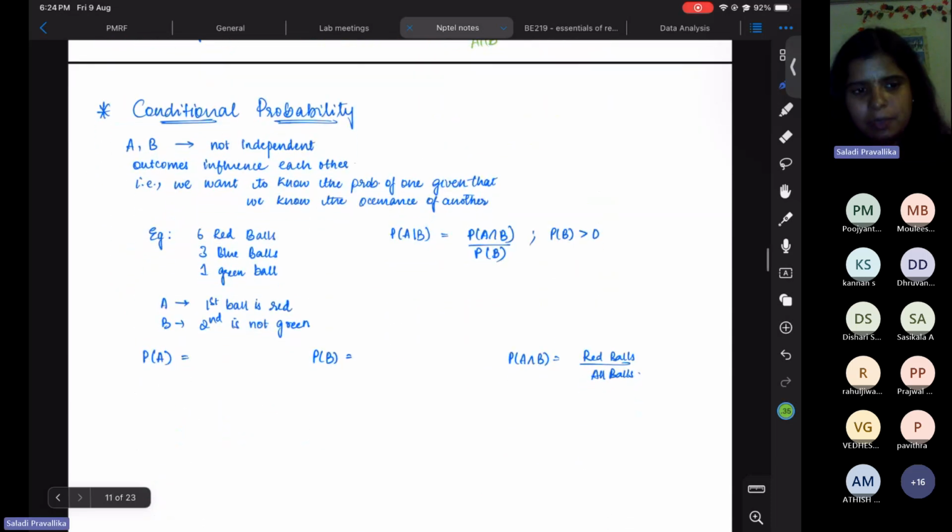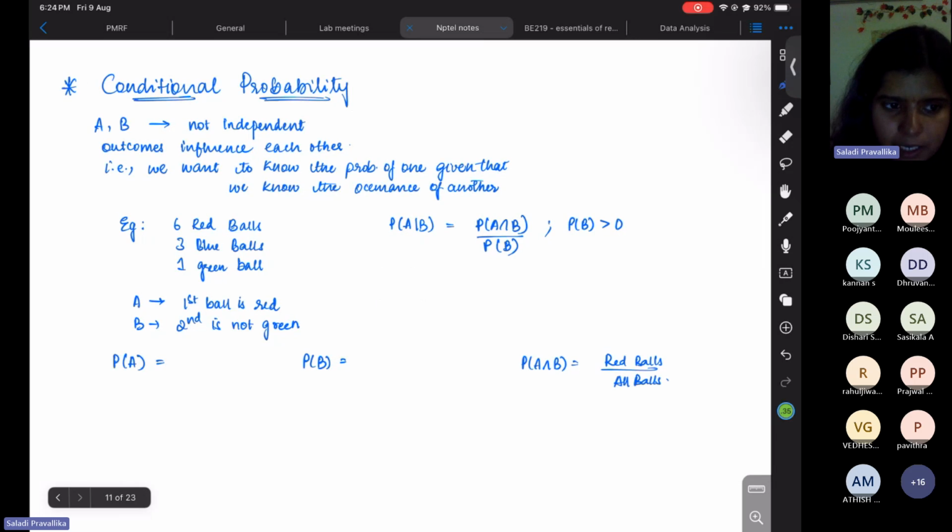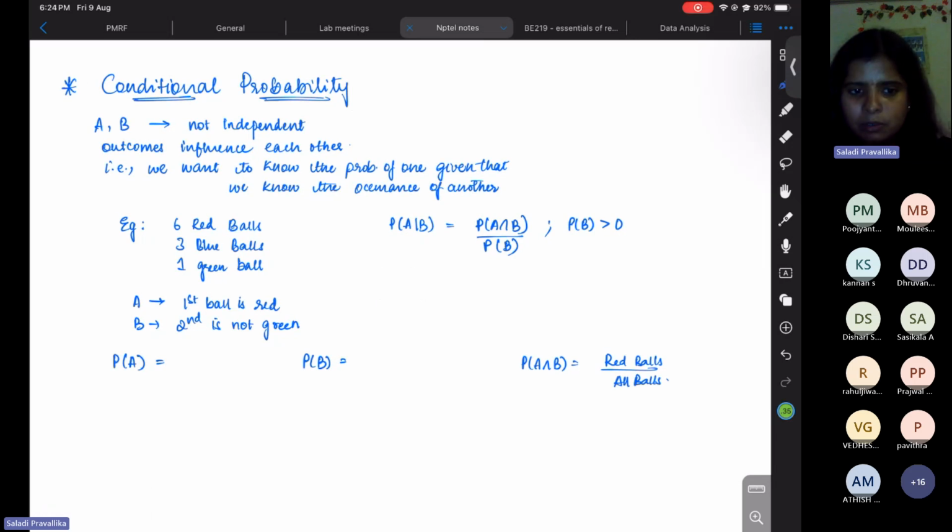Let us look at conditional probability. Okay. So the first and foremost condition in conditional probability, we should assume that A and B are not independent. Okay. That is, the outcomes influence each other. That is, we want to know the probability of one, given that we know the occurrence of another one.